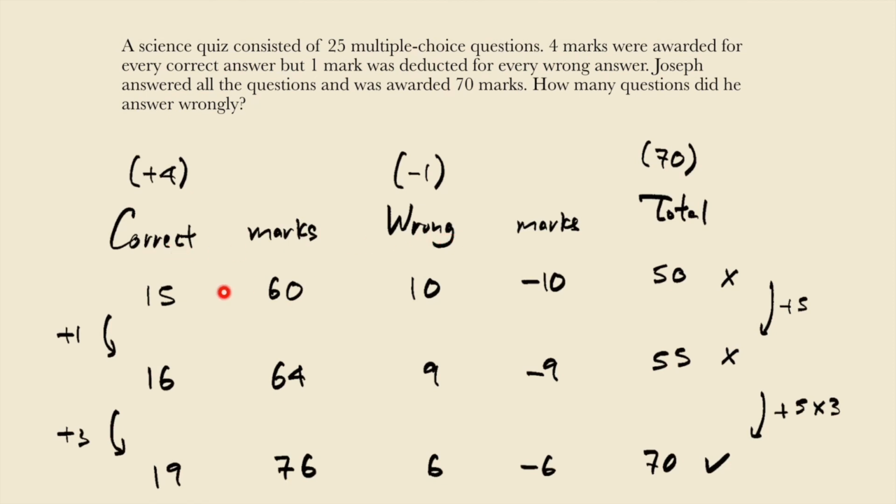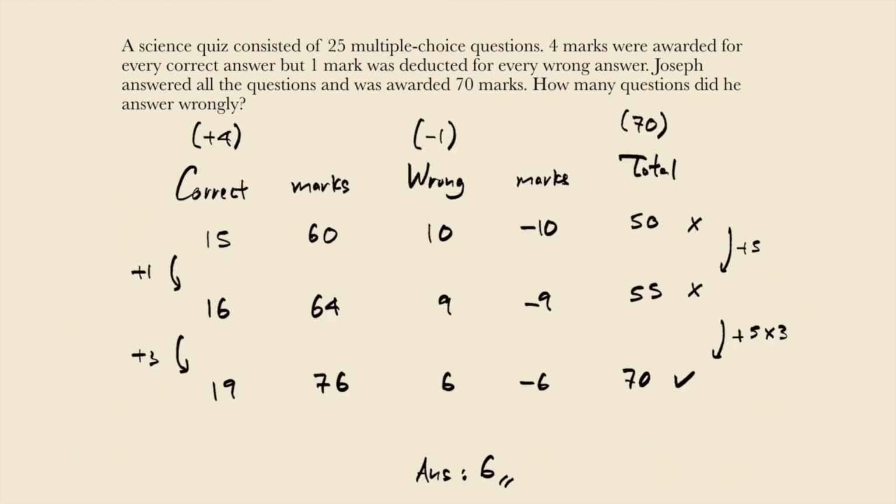Okay, 25 questions, so let's guess 15 correct and 10 wrong. That's 50 marks, too few. So I'm going to add 1 for the number of correct answers and minus 1. We get an increase of 5 though. And you can keep doing this, plus 5, plus 5, plus 5, all the way to 70. If you realize that's a total of 15, so that's 3 steps. So we're going to add 3 here. How many questions were wrong? That's 9 minus 3, that will be 6.